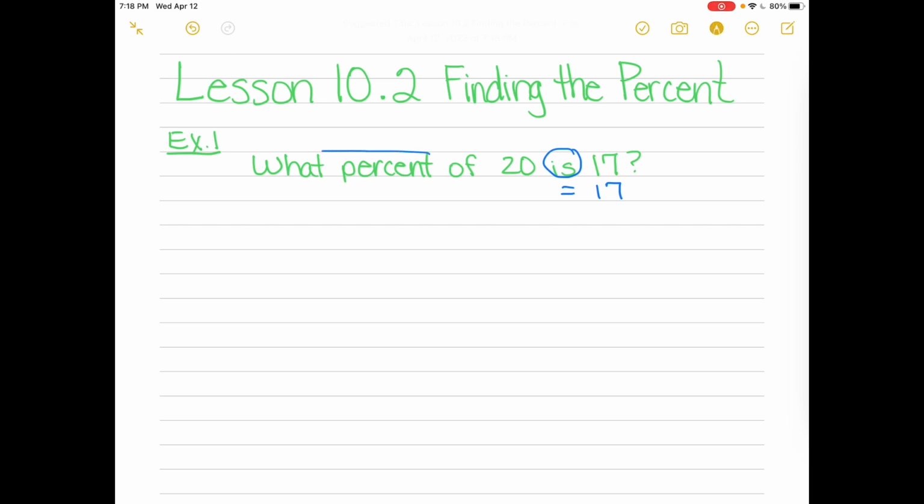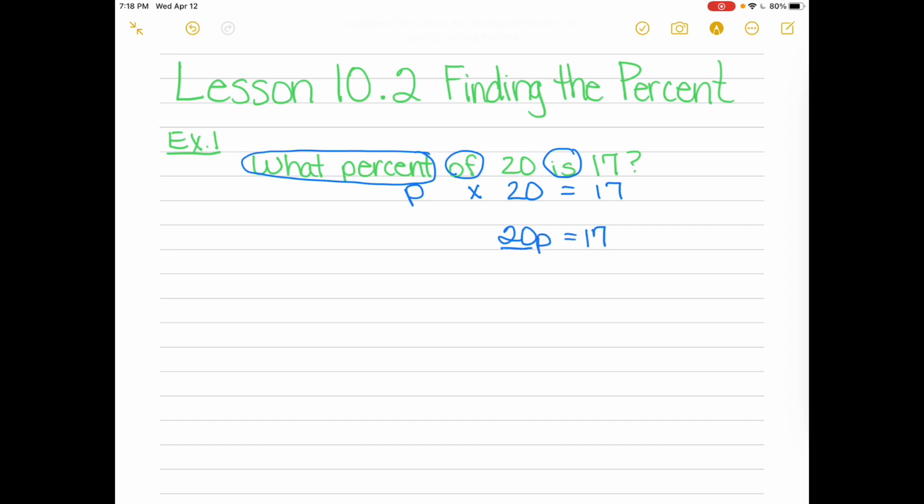So over here we have what percent. That means I don't know this. So that's my P, right? Or X or N, whatever you want to call it. This one's going to just say 20. And "of" most of the time means times. So now I have P times 20 equals 17. But we don't write P times 20. In algebra, we write 20P equals 17.